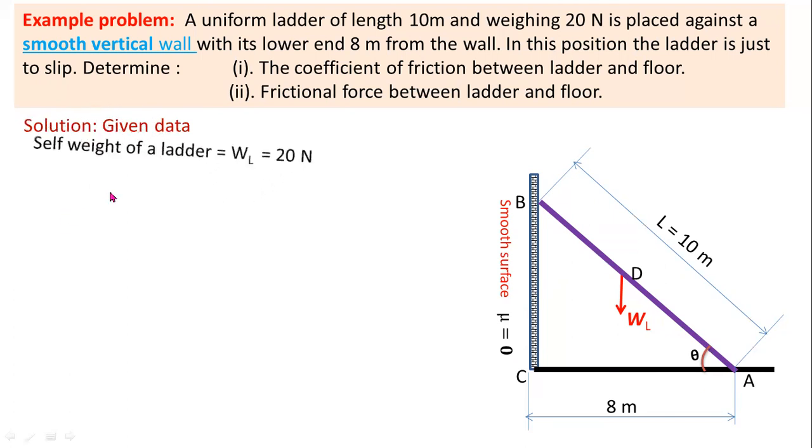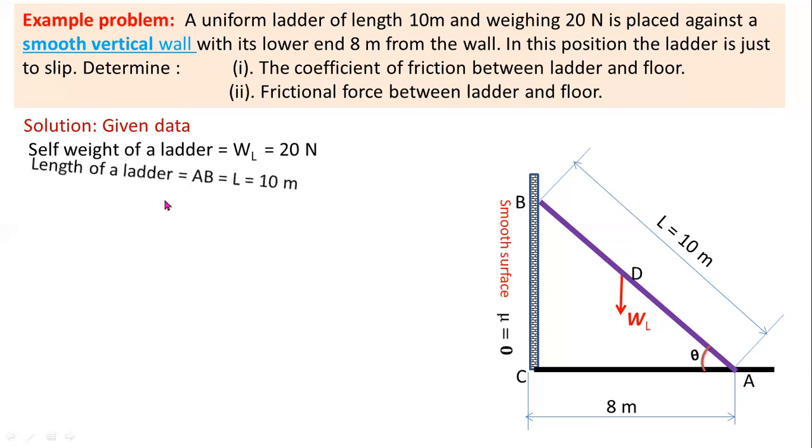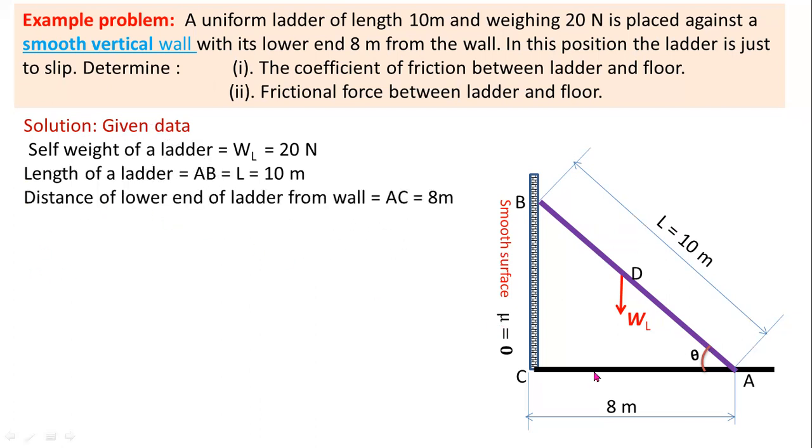The given values are the self weight of the ladder WL equal to 20 newtons, the length of the ladder AB equal to L equal to 10 meters, and the distance of the lower end of the ladder from the wall equal to AC equal to 8 meters. Coefficient of friction between the floor and the ladder: here this is a floor, so the coefficient of friction between the ladder and the floor is mu1. You have to determine that value.